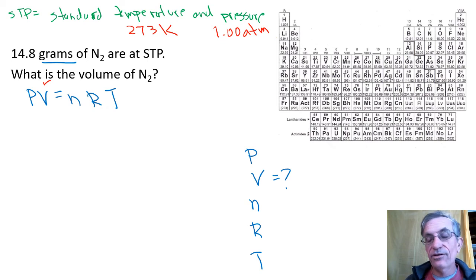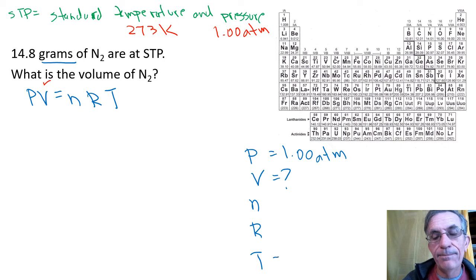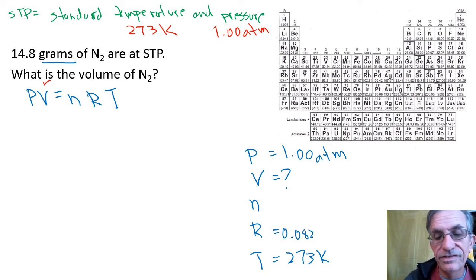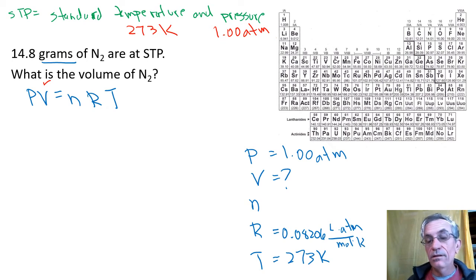14.8 grams of nitrogen are at STP. STP means the pressure is 1 atmosphere, and it also means the temperature is 273. We always know R, don't we? R is always that same old number, 0.08206. So the only one I'm missing so far, I got pressure, I got R, I got temperature. V is going to be my unknown.